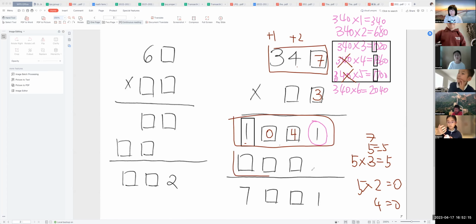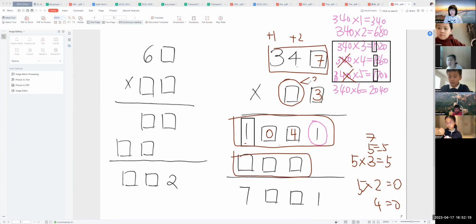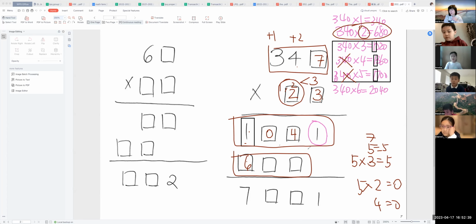And this one is a 3-digit number. So I know this number must be smaller than 3. So which is only 1 and 2. But why I focused on 2 is because I see 1 plus what equals 7? 1 plus 6 equals 7. So in order to bring 347 into something with 6, everybody, you can see it is what? It is 2. So 2 times 7 equals 14.